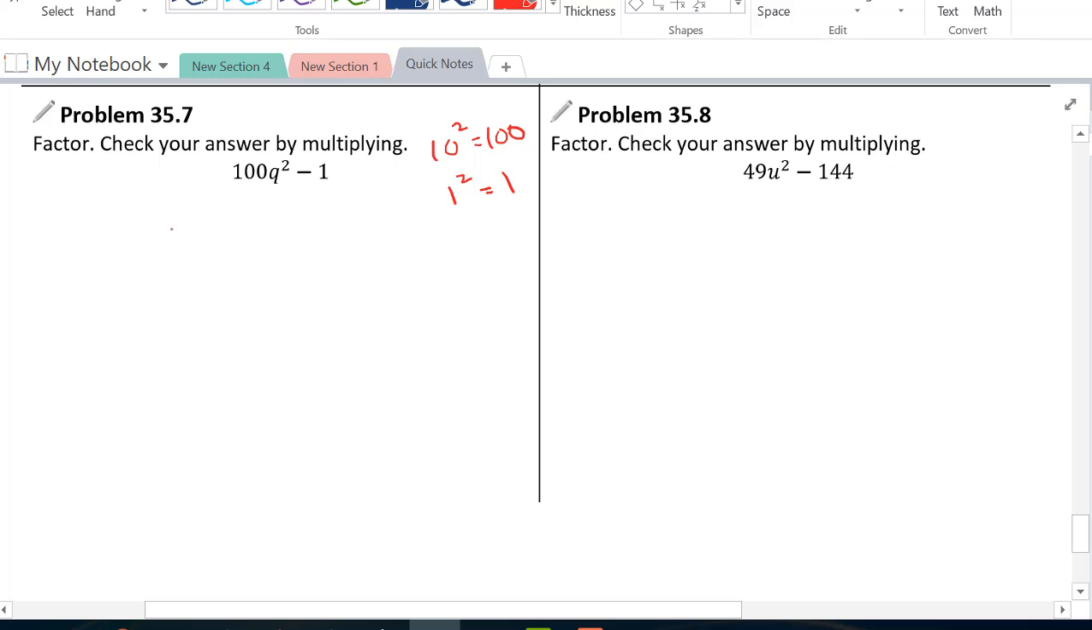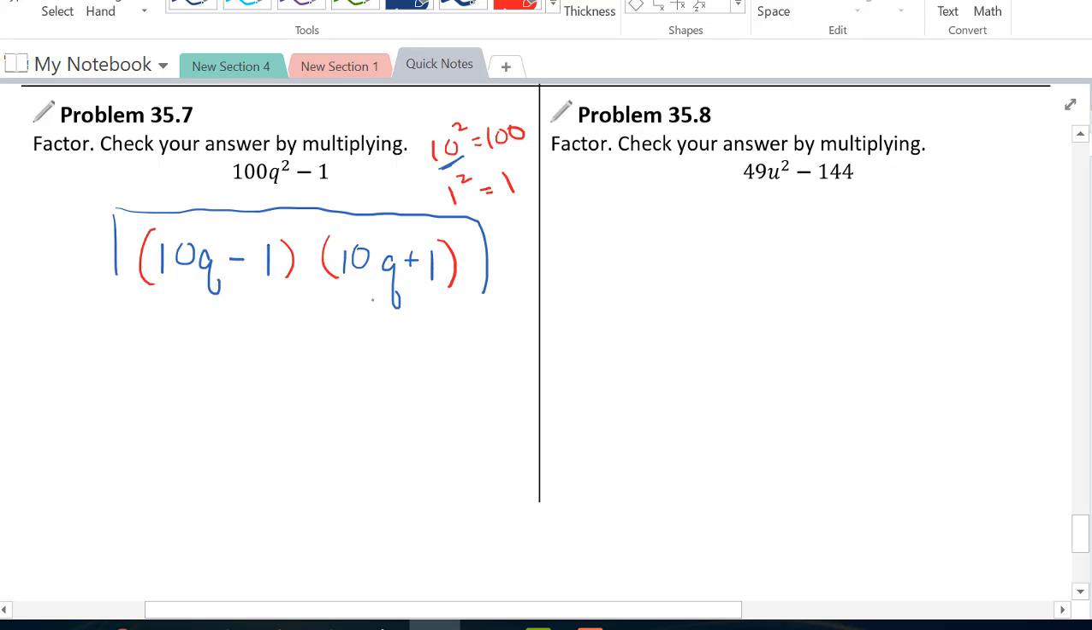So then, what do we do? Parentheses, parentheses. The square root of 100, we know that is 10. We did that over here. So it's going to be 10q. Divide the power by 2, so it's going to be q to the 1. So 10q to the 1, minus square root of 1, which is 1. And then the other one is just going to be 10q plus 1. And that's it. You factored it.